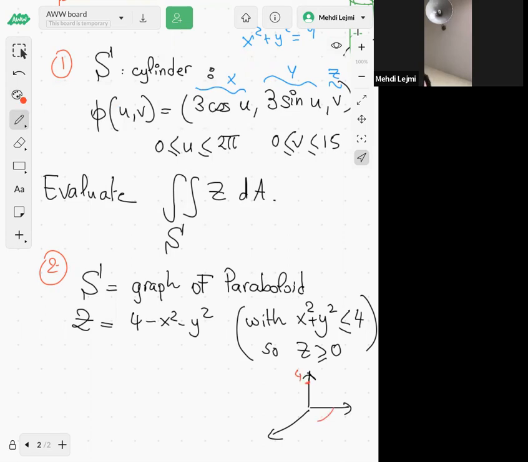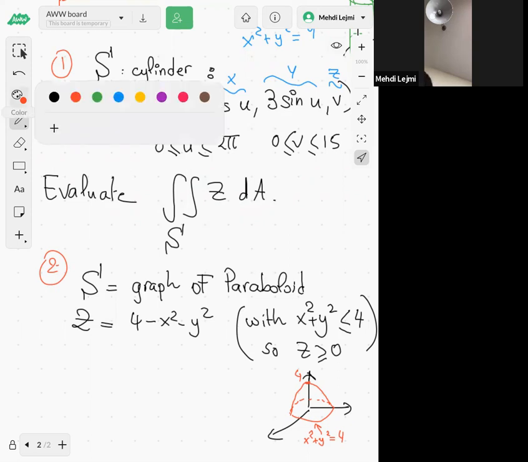And here's the circle, x squared plus y squared equal to 4. This is when the height z equals 0. Anyway, that's my paraboloid. Again, it lies over the xy plane. So that's my surface.